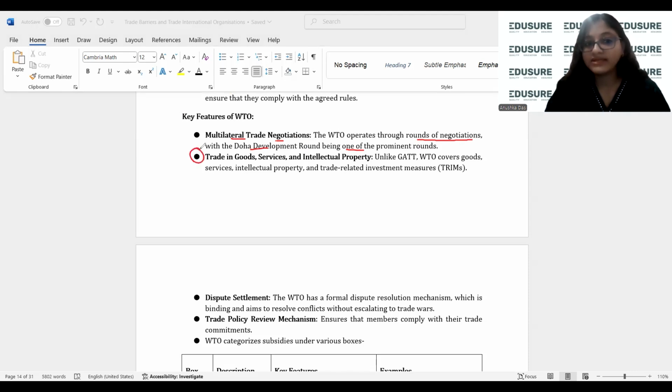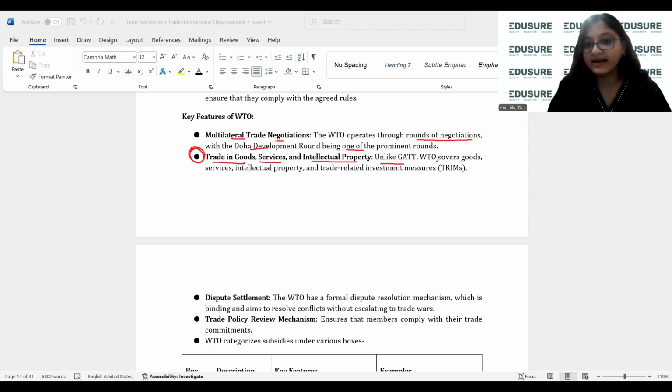Now, the most important property and improvement over GATT was that it can trade in goods, also in services, also in intellectual properties. As I've told you, GATT was restricted only to trade in goods, only the physical goods. But here, WTO promoted trade not only in goods but also in services and property rights.